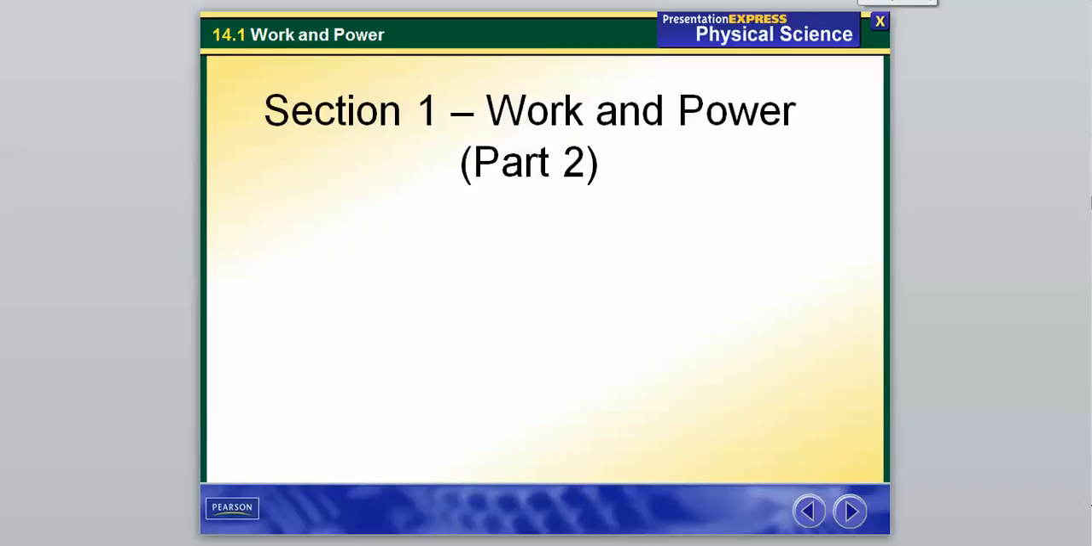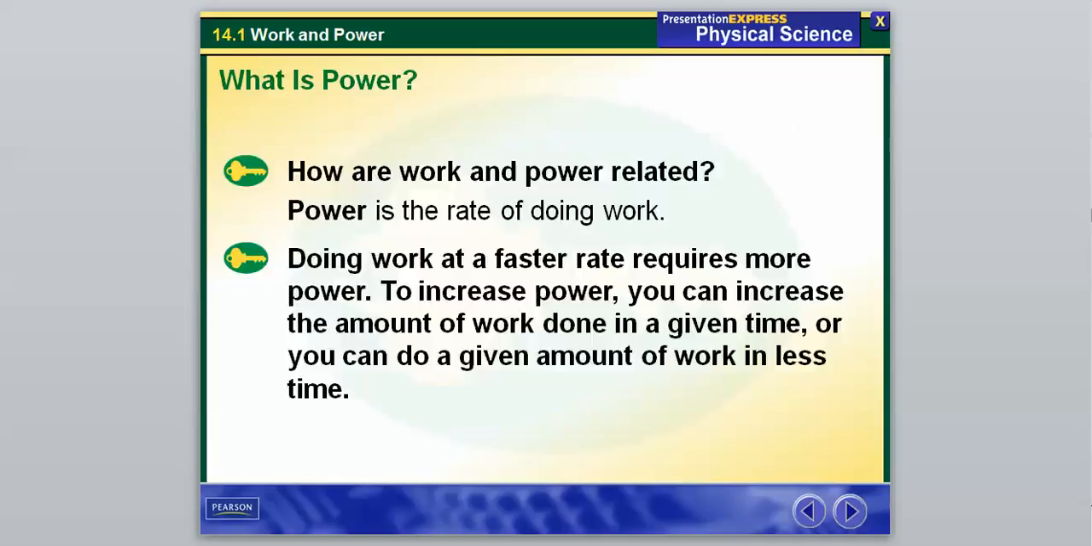We're going to finish up Section 1 today. Remember, the first part of Section 1 focused solely on work, which is force in a certain direction. And now we are going to talk about power and how that is related to work. So work and power are two big takeaway themes from this section. And so first off here we have how are the work and power related?